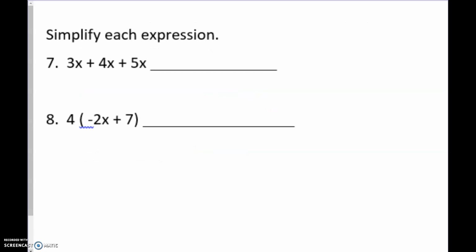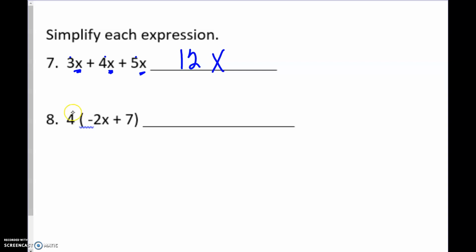All right, simplify each expression. So we can only combine like terms, so if they have the same thing. So this has an x and an x. So we're going to keep the x, and then we're going to add 3 plus 4 plus 5. So that's what? 9, 10, 11, 12. So we have 12x.